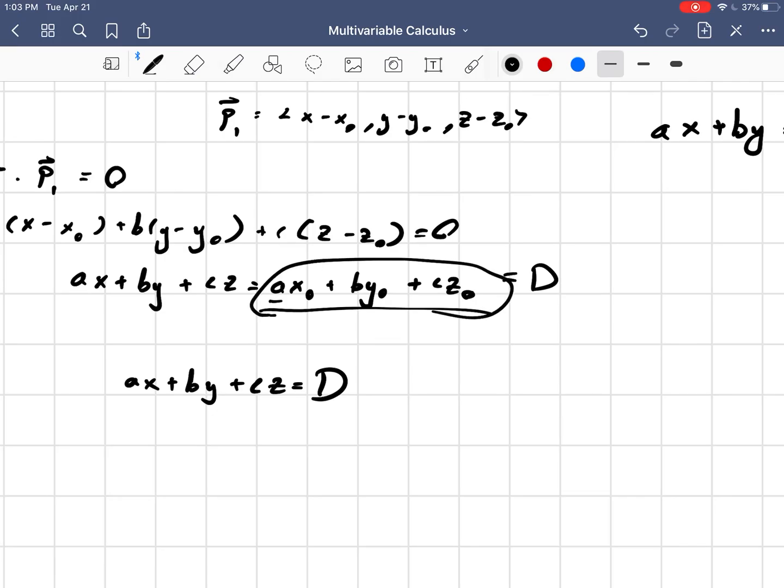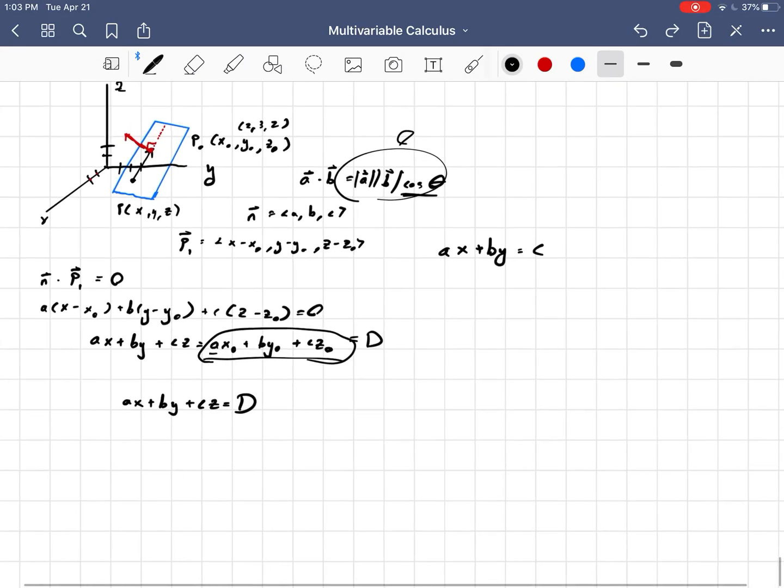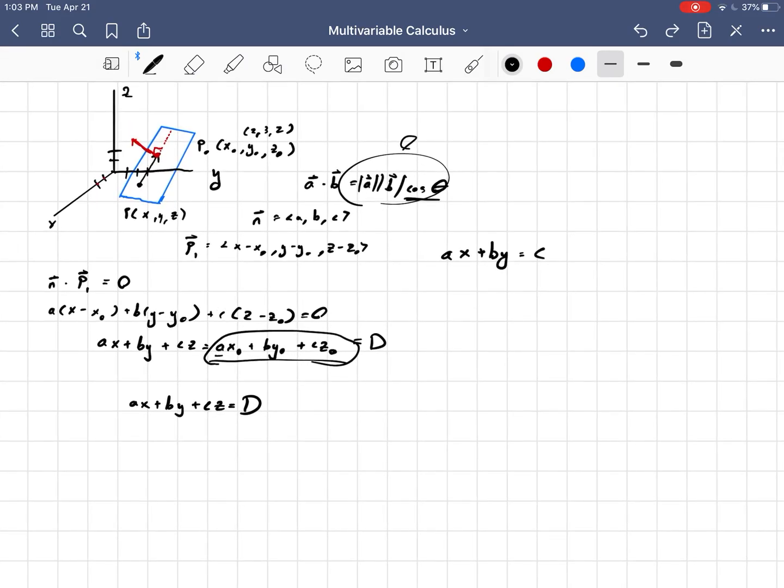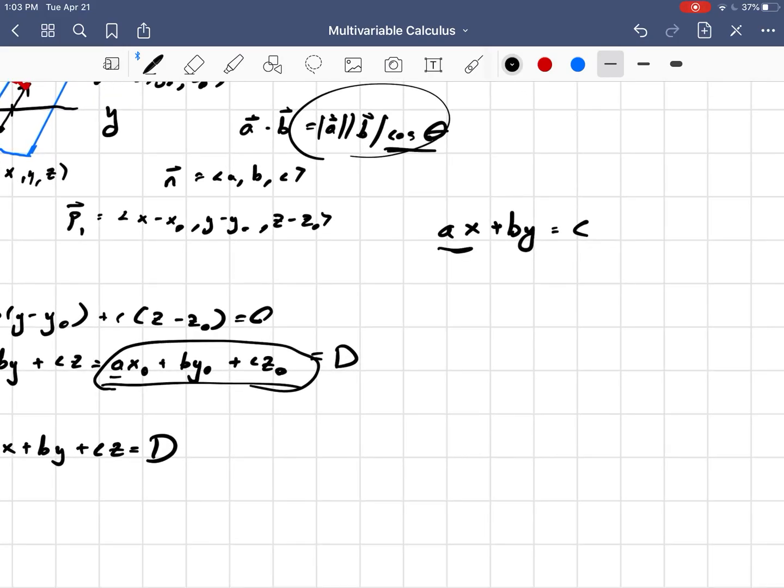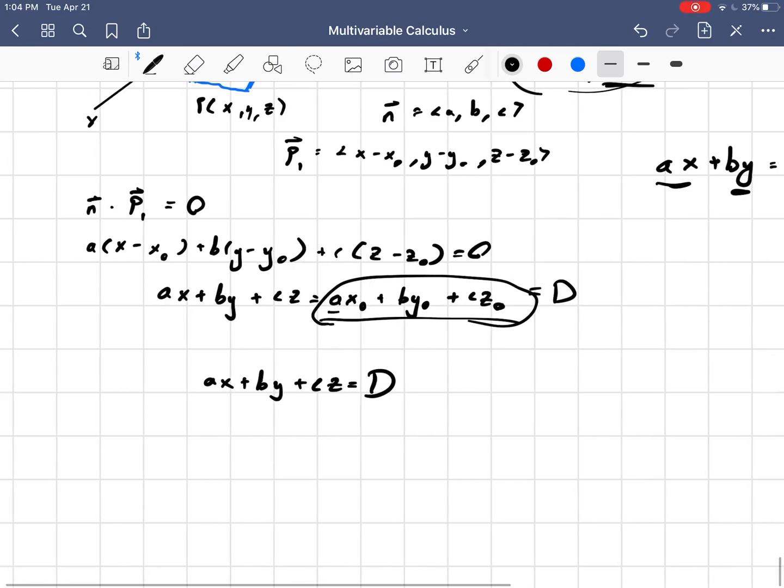And notice that should make sense, because remember the standard form for the equation of a line is ax plus by equals c. Oh, and by the way, why can I just call this all D? Well, because all of this schmozkin here is just a number. A is a number, x naught is a number, all of it's a number. So it can all just be one constant that I call D.